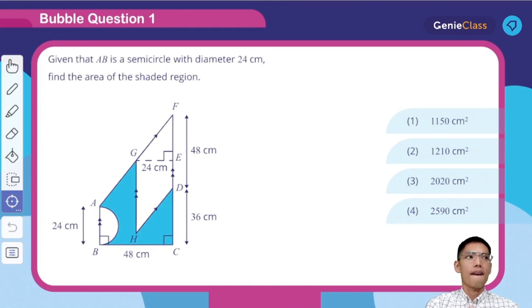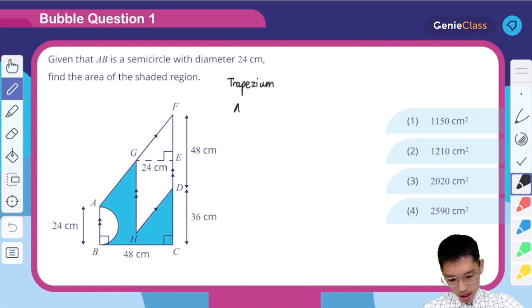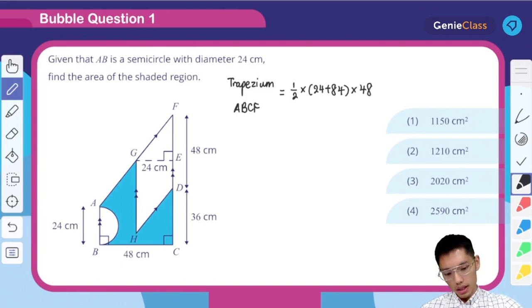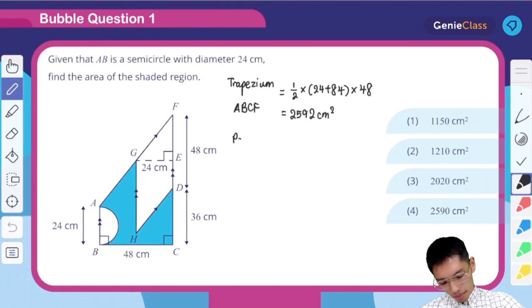It's hard to see. So what we can do, if I take a big look at this, is see my first big trapezium over here. My first trapezium is going to be A, B, C, F. Recall your formula, it's going to be half times my parallel sides, 24 plus 84, because 48 plus 36 is 84, times my height, which is BC. This is going to give you my trapezium 2592 cm squared. Next one, parallelogram.